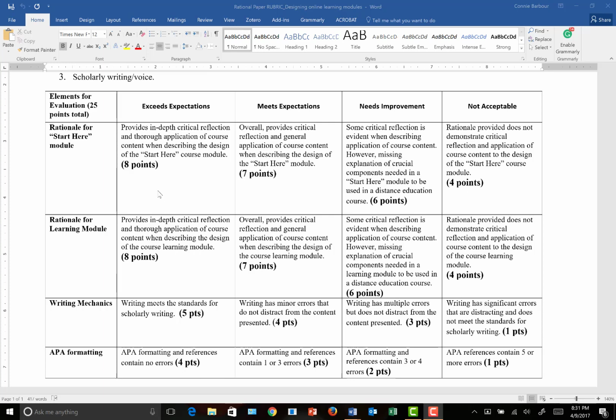Like I said, for exceeds expectations, I'm basically looking for a nice in-depth critical reflection of what you did and why you did it, why you designed things and included the components that you included, and why are they important? If you have any questions about that, always please let me know.